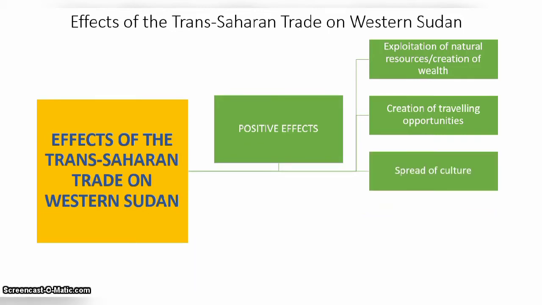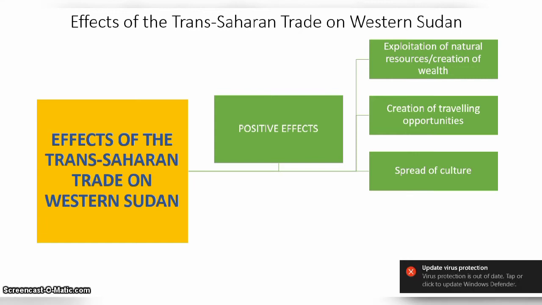The third one is the spread of culture. How the spread of culture? The Trans-Saharan trade brought about different people and cultures from the Berbers. When we talk of Berbers, we are talking of the North Africans and Arabians from the Middle East to Western Sudan. That's the Negroes. This led to the spread of new culture in Western Sudan.